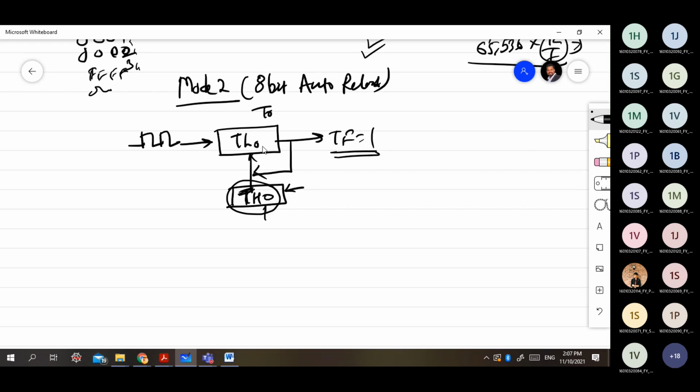समझो, मैं क्या बोल रहा हूँ. ठीक है, try to understand. I will just make it simple. समझो. ठीक है, let's suppose ये TL है, ये TH है. Try to understand what do you mean by auto reload.